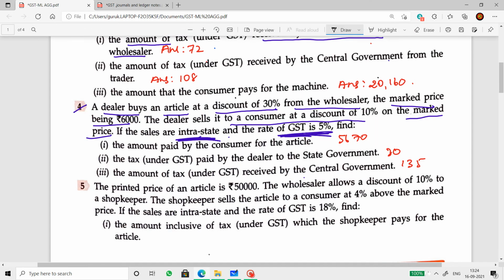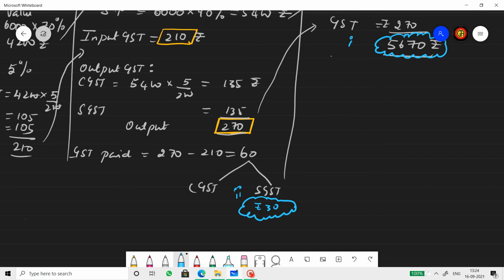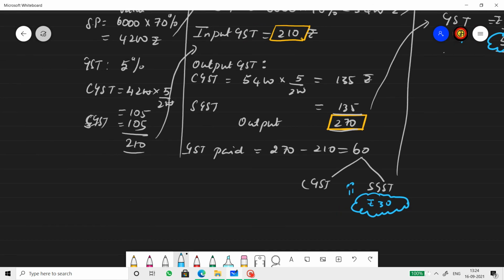Amount of tax received by the central government. Central government received tax from the manufacturer 105 and then from the dealer 30 rupees. That's it, isn't it? So the third subdivision answer is 135. Hope this is clear to you all.